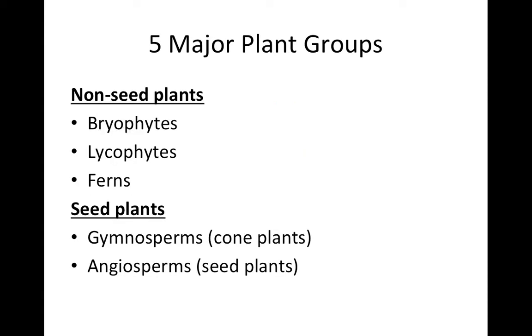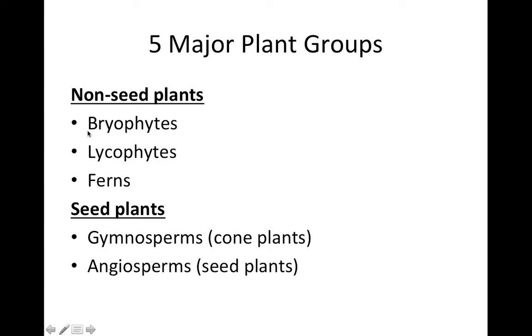There are 5 major groups of plants, and my groupings differ somewhat from your textbook. So I will ask that you follow my groupings. The information in the textbook about the groups is fine, but the author lumps and splits them differently than I do. So when we talk about these 5 major plant groups, we're going to talk about 3 groups of non-seed plants and 2 groups of seed plants.